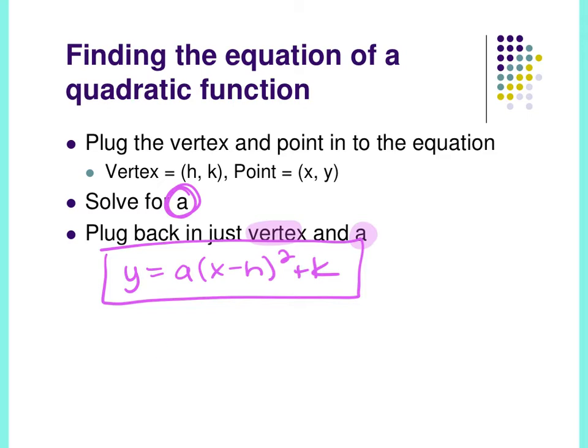And your end result will be a y equals, there will be a number here, x minus, there will be a number here, squared, plus, and there will be a number there. So we're working backwards. Just like with the circles, I'll give you pieces of information. This one's super easy. You just have to plug those in, solve for a, and then plug back in the a, the h, and the k.